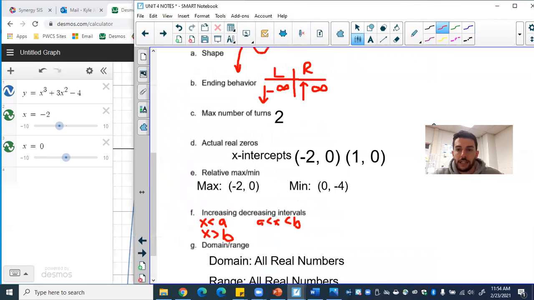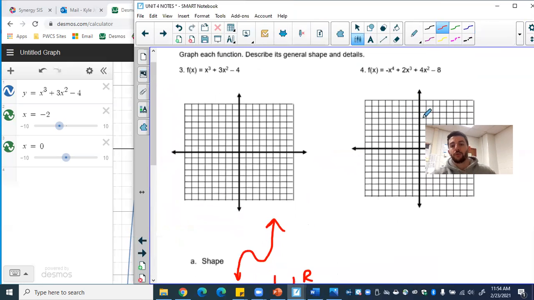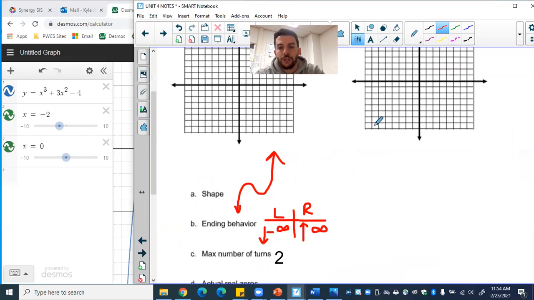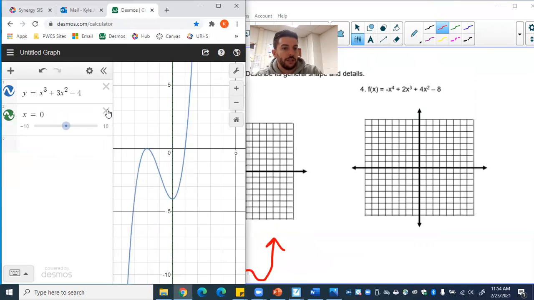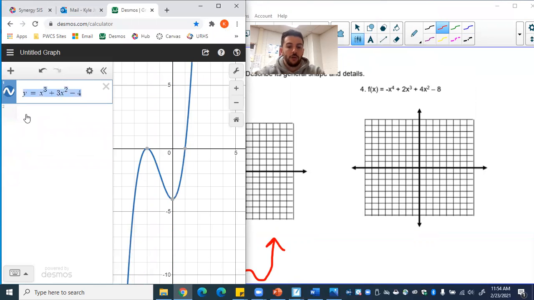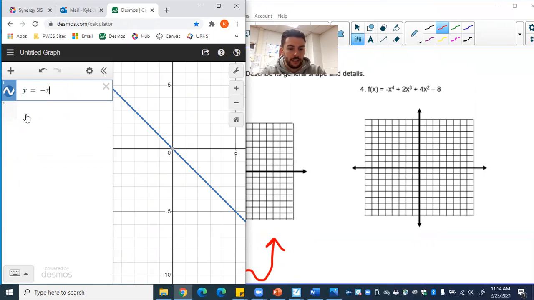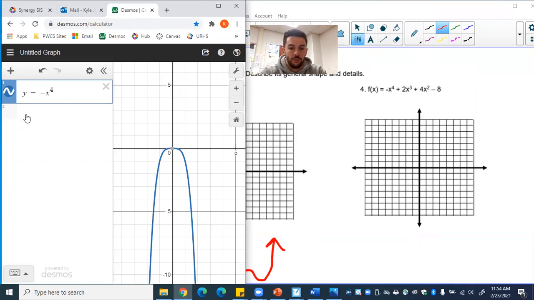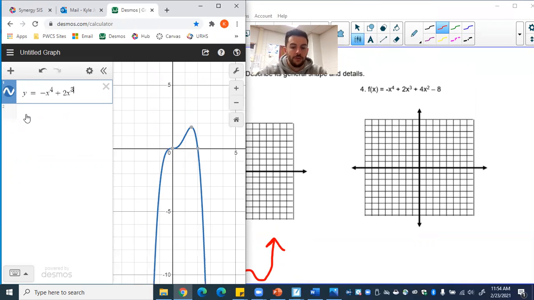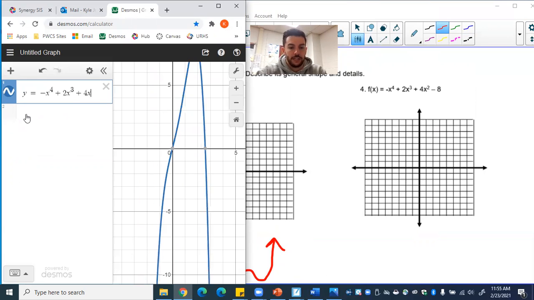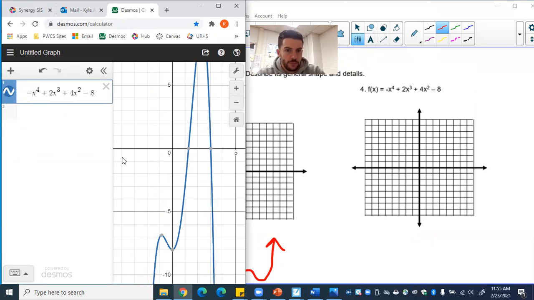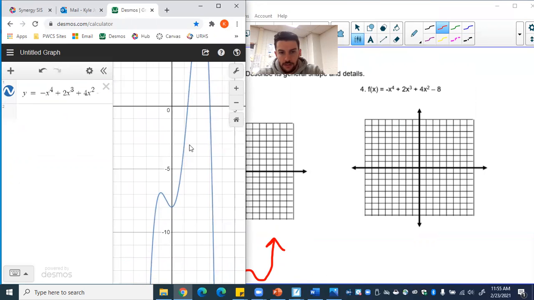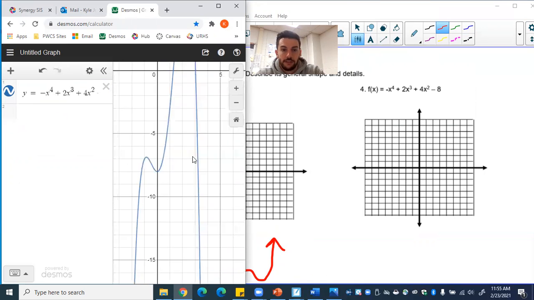Okay. Now looking at number 4, excuse me. Last one I'll do here. Same idea. Let's just go through and define each of these things, and then that'll be it. Okay. So I'll type in the equation y equals negative x to the 4th plus 2x cubed plus 4x squared minus 8. Okay, so we see this graph, and it's a crazy looking graph, right?